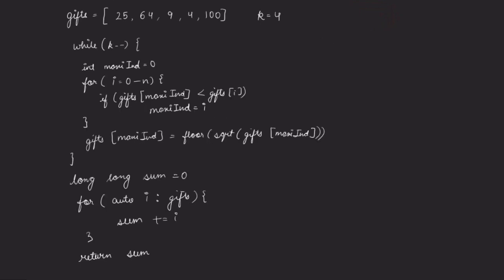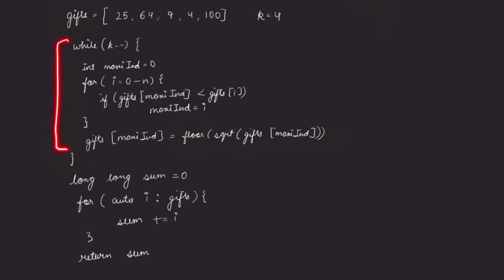So this is what our brute force will look like: we are applying k operations. In each operation, we are finding the index of the maximum element in the array. Then we are replacing that maximum element with the floor of its square root. Here, this floor can be dropped. If you only do the square root, it will also work. Why? Because gifts is an integer array, so when the square root gives you a decimal value, the decimal part will already be removed when you insert it into gifts. Floor will also give you the same result, so you can skip this floor if you want.